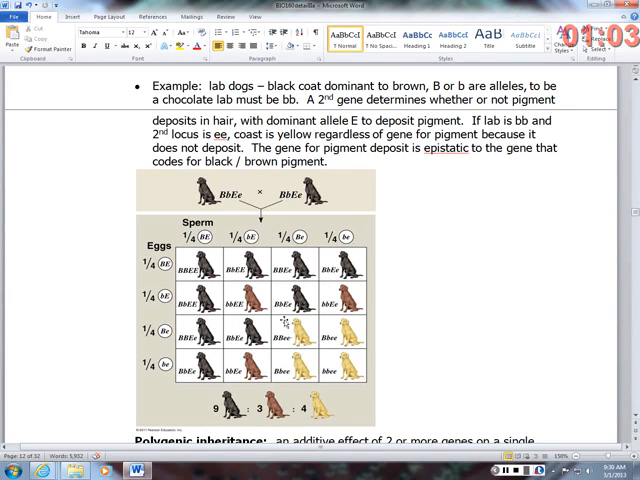So when you look at the numbers on this, you get 9 black labs, 3 brown, 4 yellow is the way that the Punnett square works out for that. So is that making some sense, the idea that one gene can control or influence another one?